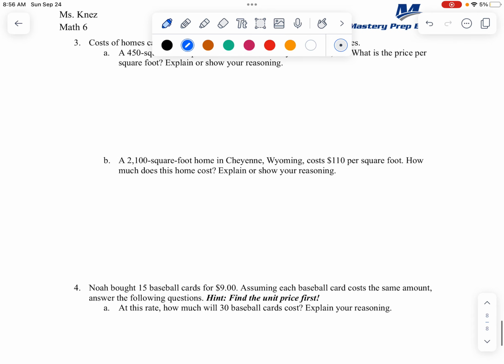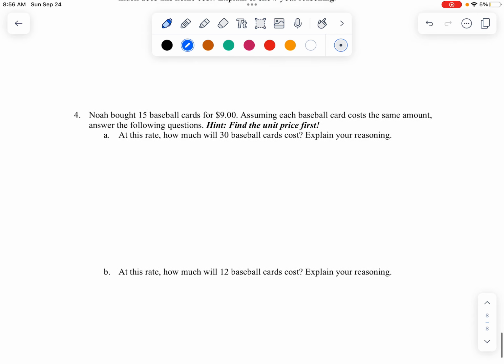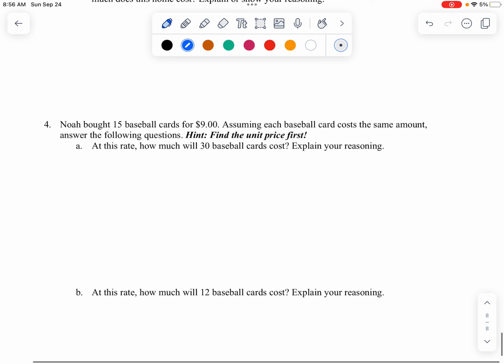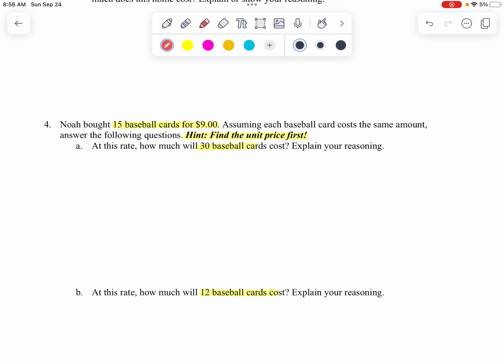The only other question I want to show you on Thursday is just question 4. In question 4, it says Noah bought 15 baseball cards for $9. Assuming each baseball card costs the same amount, answer the following questions. There's a hint here I just want to draw your attention to. It's find the unit price first. They're going to ask you about the cost of different amounts of baseball cards. And we've been talking a lot about how when you know the price of one object, it makes it easier to make comparisons or to answer any sort of extension question about the problem.